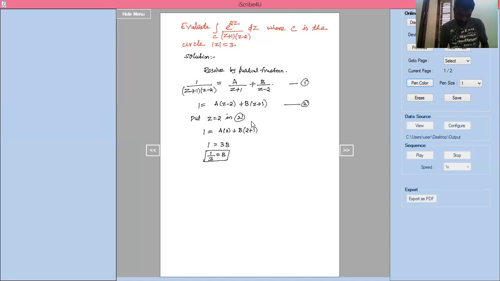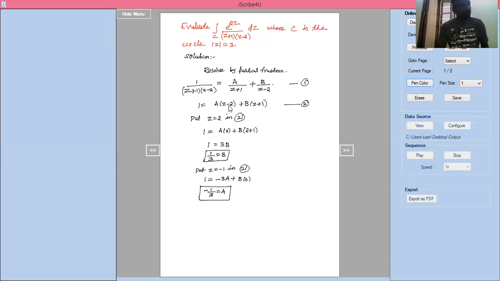Next, put z equal to minus 1 in equation 2. Here z equal to minus 1 means minus 1 minus 2 is minus 3. So 1 equal to minus 3 into a plus b into 0, so minus 1 by 3 equal to a.